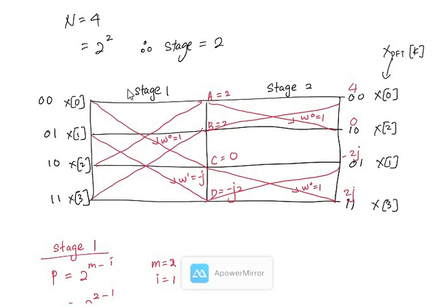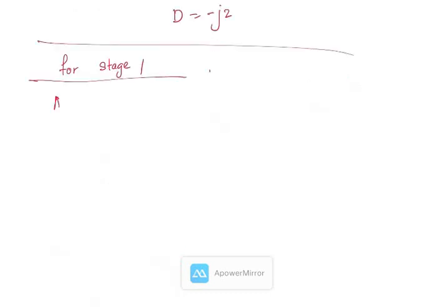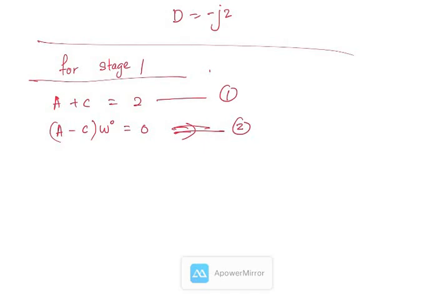Now let's calculate for stage 1. For stage 1, we look at the pair x0 and x2. For this value, A plus C equal to 2 and A minus C multiplied with W0 equal to 0 here. A plus C equal to 2, so I assume this is equation 1, and A minus C multiplied with W0 equal to 0 is equation 2. Equation 1 plus equation 2, I will get 2A equal to 2, and A equal to 1. And I substitute the value of A into the equation and I get C equal to 1.